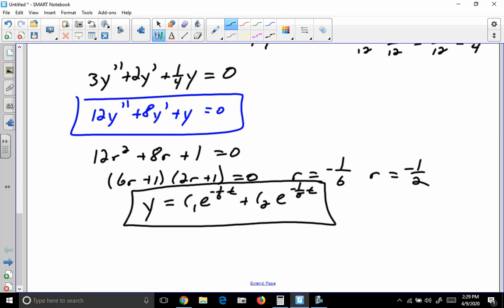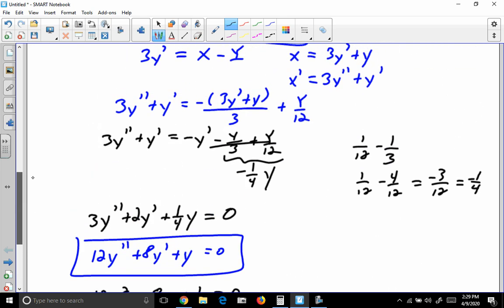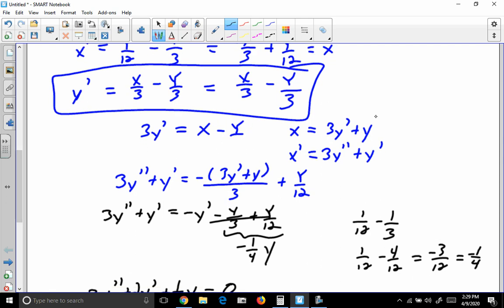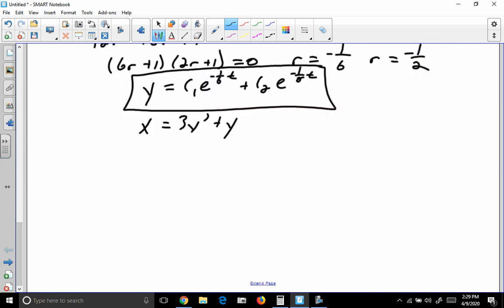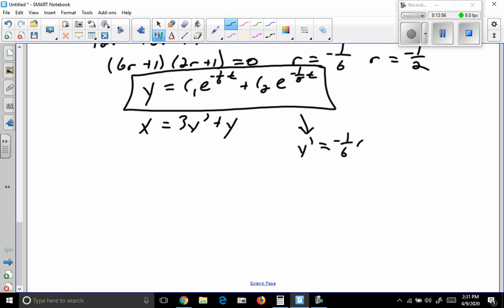And since we have a relationship between x and y, namely this, then we could get x. Remember, x is 3y prime plus y. So to get x, we need to know what y prime is. So if we take the first derivative of y, then the derivative of e to the u is e to the u times u prime. So the derivative of the exponent is negative 1/6. So negative 1/6 c1 e to the negative 1/6 t.